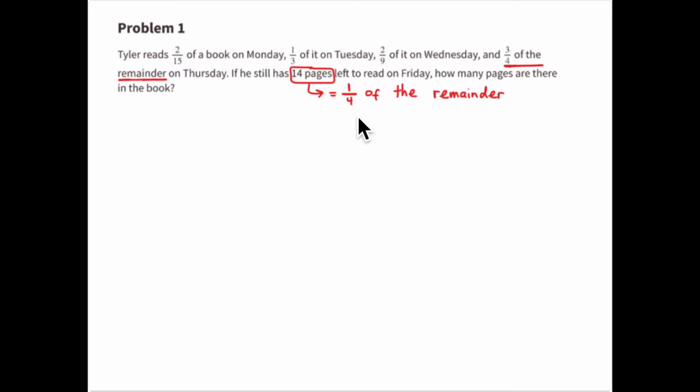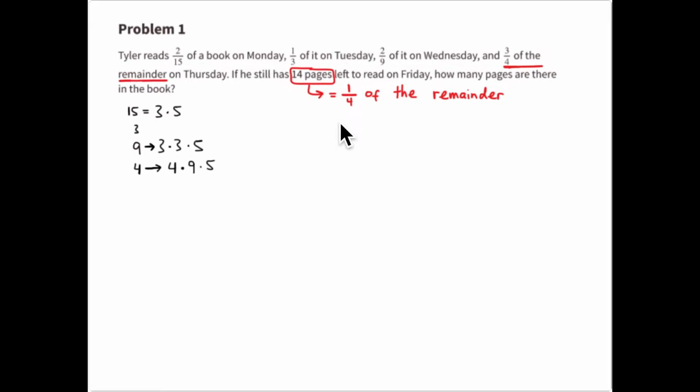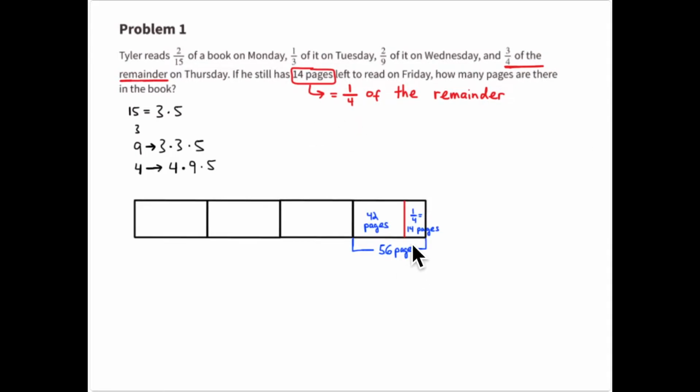Well, if you know that 1/4 of something is 14 pages, $14, 14 pounds, 14 miles, then you know what the whole part is. The whole part will be 4 times that 1/4, because it's going to be 14 plus 14 plus 14 plus 14. Each of those 14s are 1/4. You have 4 of them. So 4 times 14 is 56 pages. So now we know this part right here is 56 pages long.